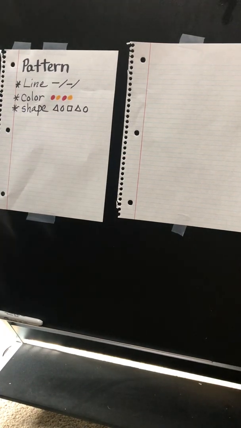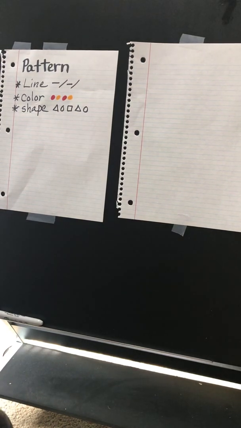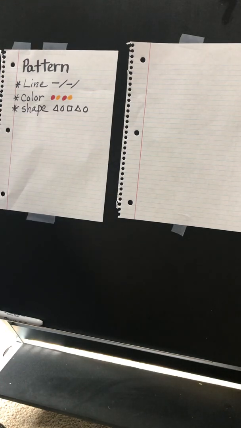Hello, second grade. I'm glad you're here for another art lesson. Today we're going to be talking about pattern. In order for us to be successful, we're going to have to know that pattern can show up in art in the form of lines, colors, and shapes. Those are three ways that we show pattern.